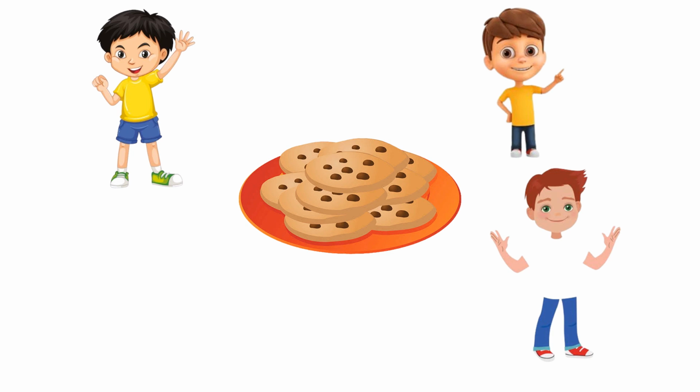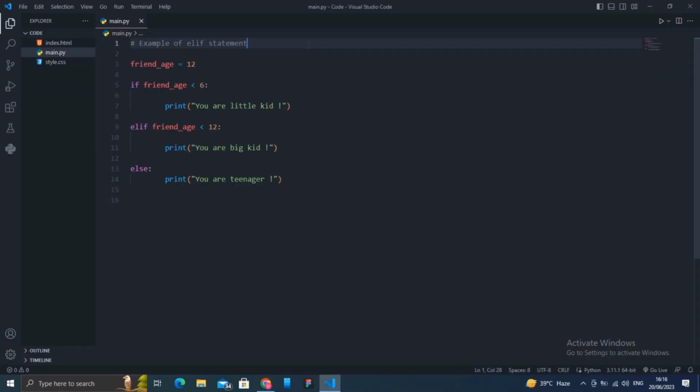So here's a simple explanation in the Python language. In this example, we have a variable called friend_age that stores the age of your friend. The program uses the if, elif, and else statements to determine which category your friend belongs to. The first condition is friend_age is less than 6. If your friend's age is less than 6, then the code block inside the if statement is executed.